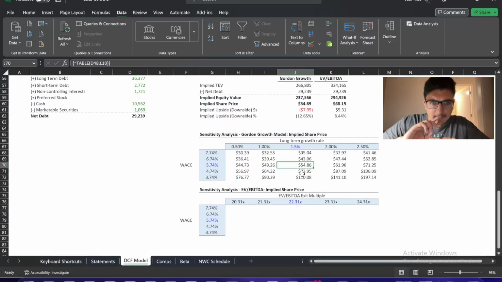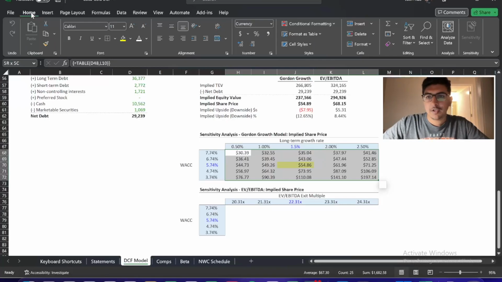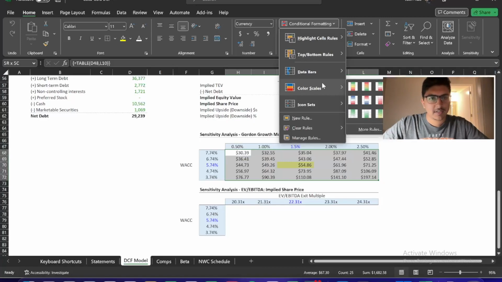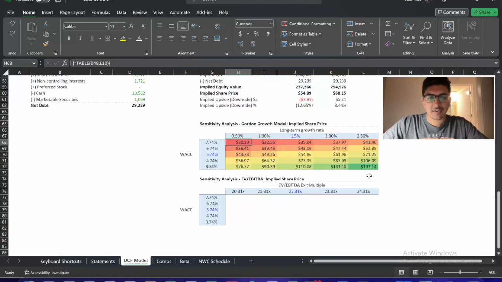right? This middle value, if we can highlight that, this middle value is what we're getting. This is our point estimate, and this is how it changes. And if you want to make this look really pretty, this is what I recommend you do. You select these, you go home, you go to conditional formatting, go to color scales, and look at that. So now it's showing the lowest share prices in red and the highest share prices in green, which is pretty nice. I like that. And I personally like to put a border around this, our center point, to show that that is our point estimate value.